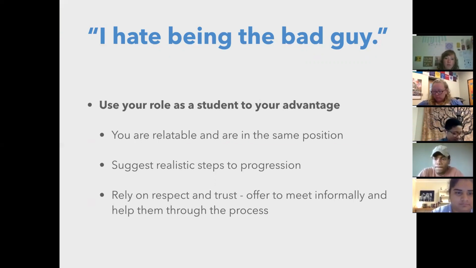So that last bullet point, rely on respect and trust. Rely on your relationship with your Bonner peers and let them lean on you. Offer to meet informally and help them through the process. So being the bad guy, being a disciplinarian doesn't mean that you can't support them through that process.